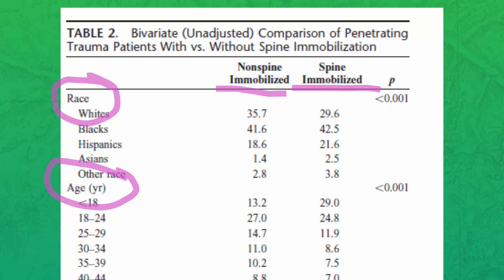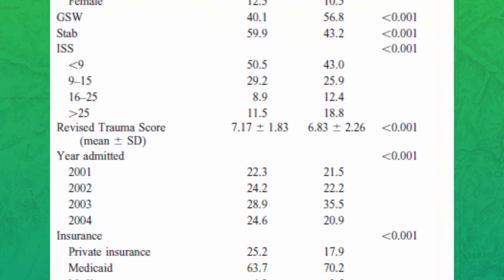So here we can see they looked at race and age, and we can see that some of the things are different. Those who were immobilized compared to non-immobilized were ethnically quite different. Same with age, there were some range of age differences there, but those aren't necessarily big predictors of the outcome or things that might influence or introduce selection bias.